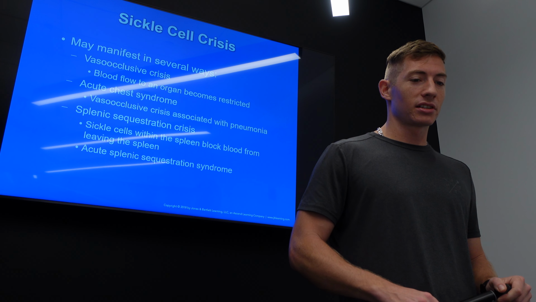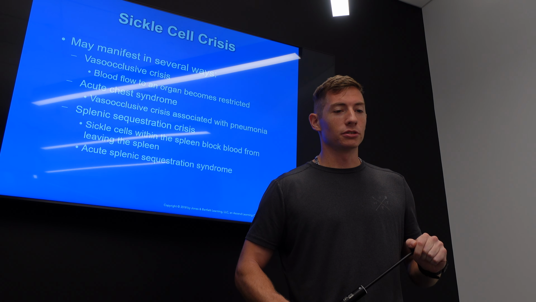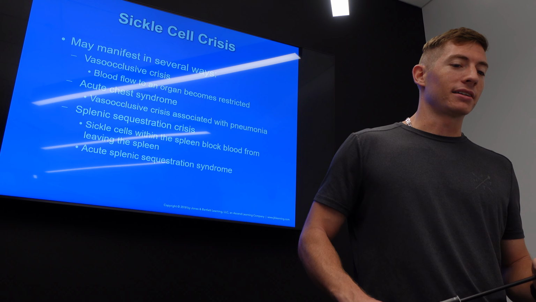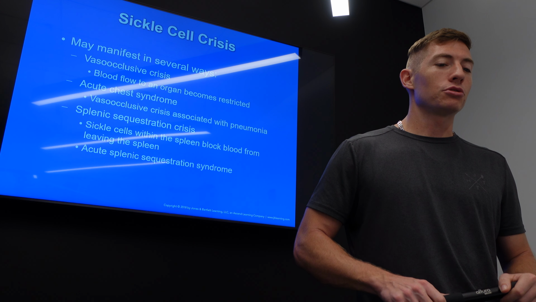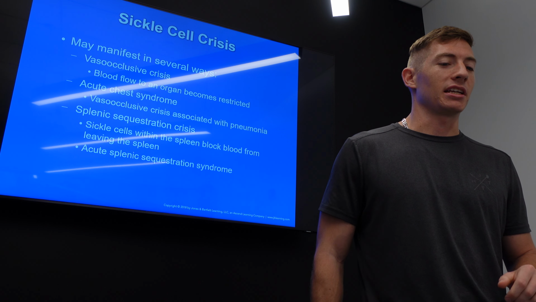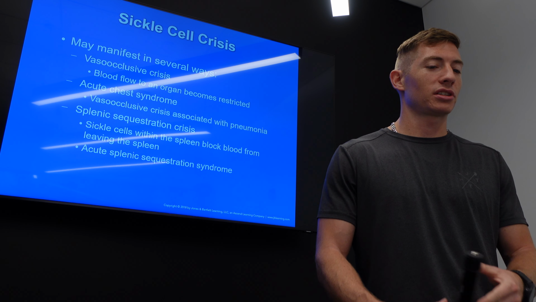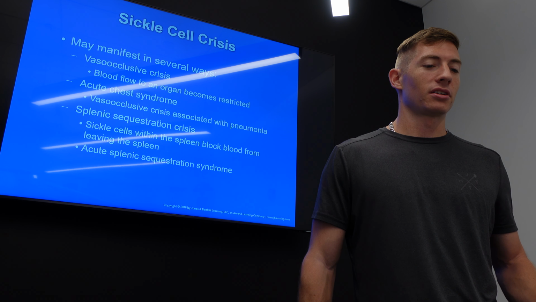Sickle cell crisis can be manifested in several ways. Vaso-occlusive crisis: blood flow to an organ becomes restricted, and the crisis causes pain, ischemia, and often organ damage. It usually lasts anywhere from 5 to 7 days. The spleen is frequently affected due to the narrow vessels and its function of removing the damaged RBCs.